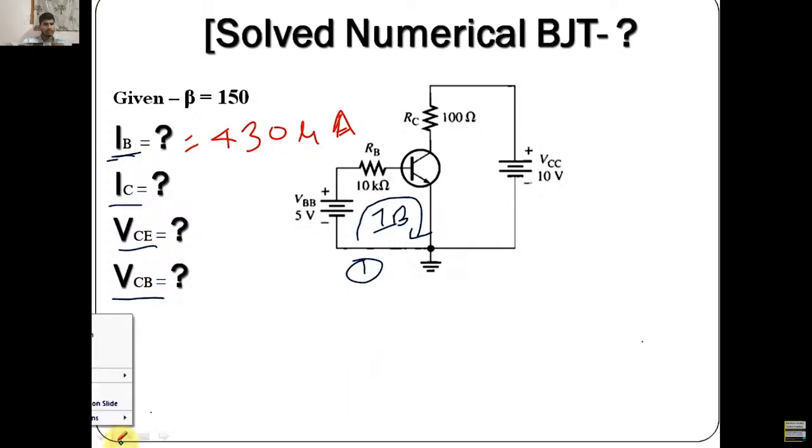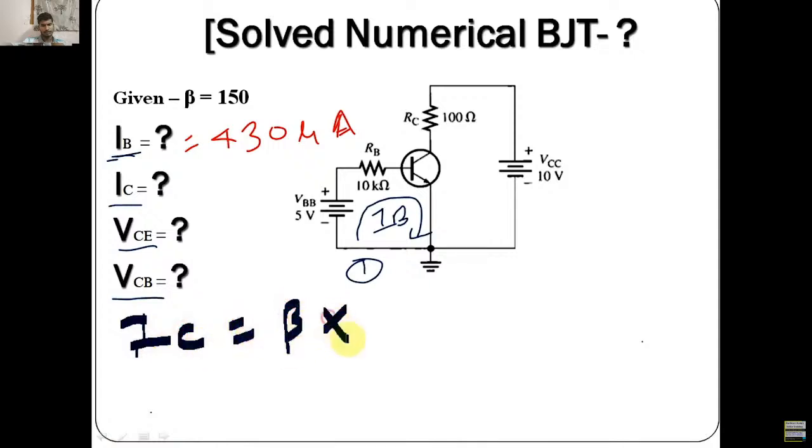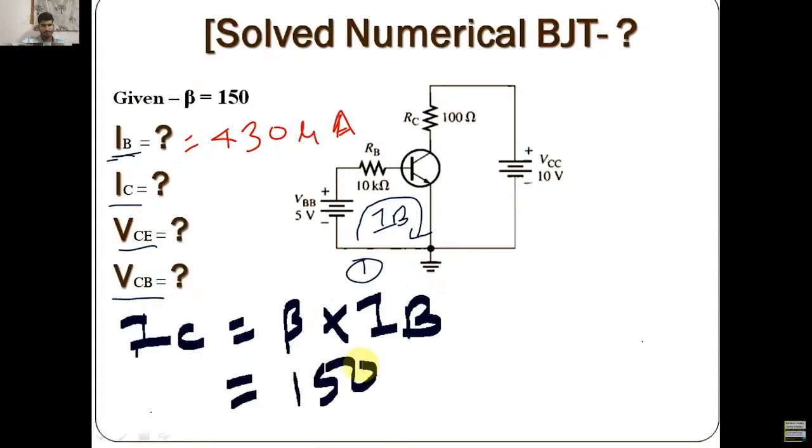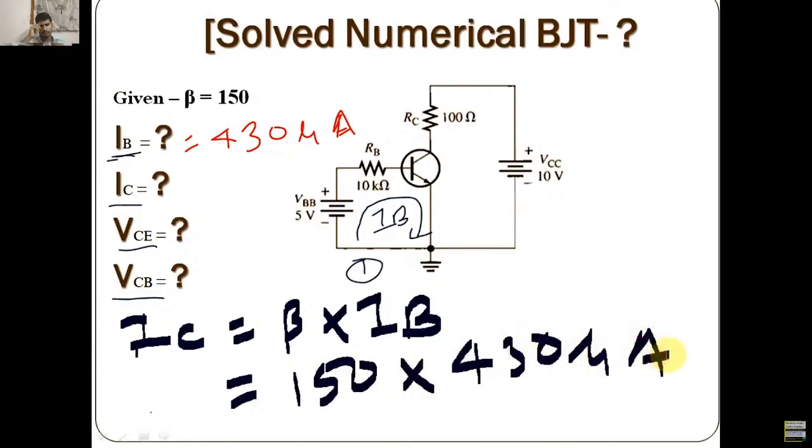So how will you find the value of IC? It's very simple, right? So to find the value of IC, you may use a different color. So you know IC equals to, there is a straightforward equation. IC equals to beta times of IB, right? Beta times of IB. And since you know the value of beta, which is 150, and the value of IB, which is 430 microampere, now you can directly calculate the value of IC, which is given by 64.5 milliampere, right?